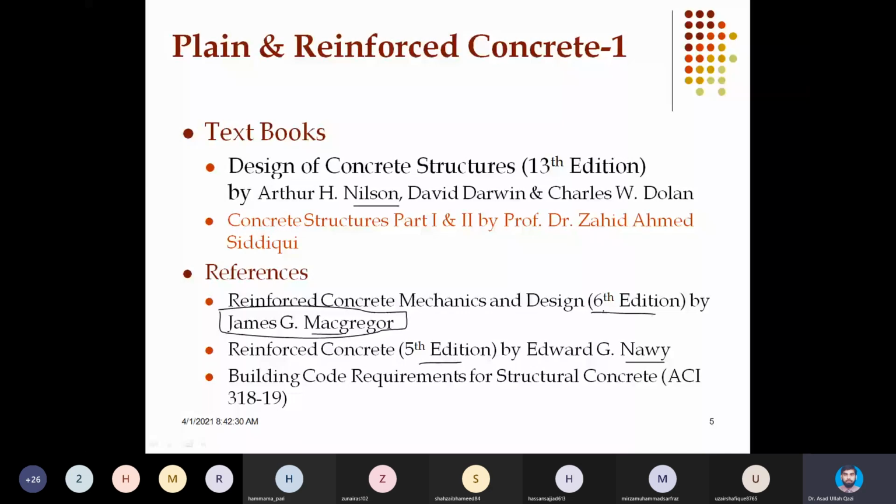So if the authors will update, will republish their book on the latest available code, then that will become more valuable. While solving the problems, you will be more happy because the latest equations are used. There are revisions made over the years, and particularly on shear, some equations are revised and some detailing requirements, some revisions are made in the codes.